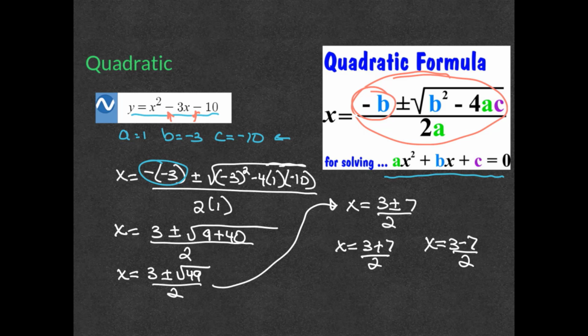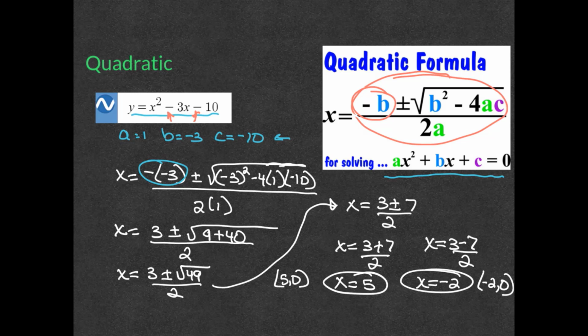Well, 3 plus 7 is 10. 10 over 2, x equals 5. If you remember, 5, 0 was the correct one on the last page when we were doing this. Then we have 3 minus 7, which is -4. Well, -4 divided by 2 is -2. So our solutions are correct. This would be 5, 0, and this would be -2, 0.